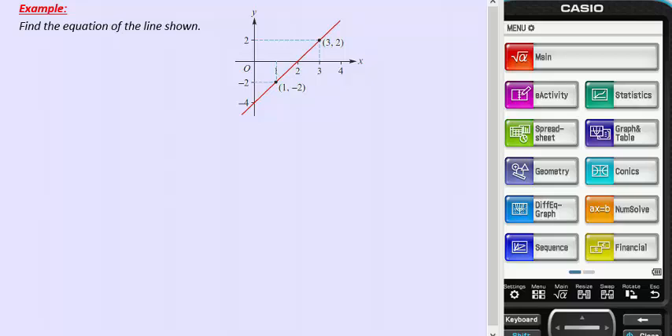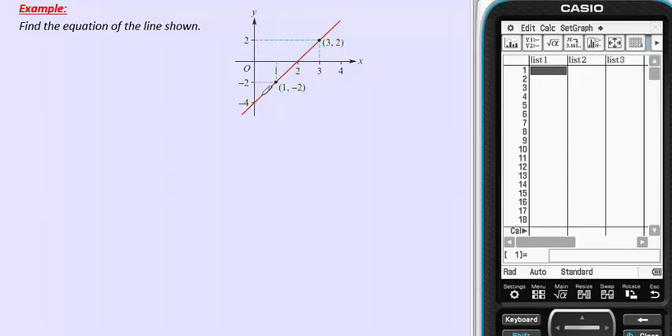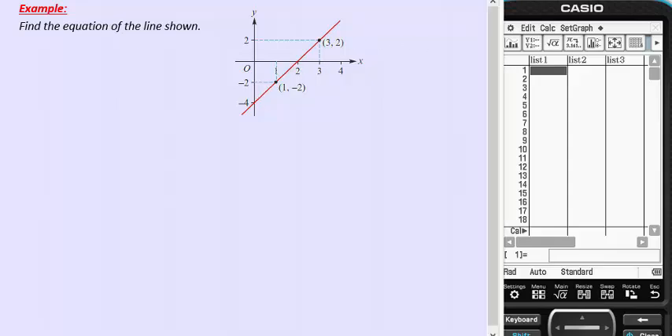We're asked to find the equation of this line, and believe me, there are lots of ways to do it. Let's have a look first of all at the way that uses only the calculator. What we can do is go to statistics, and in statistics we can put in any 2 points that are on this line.